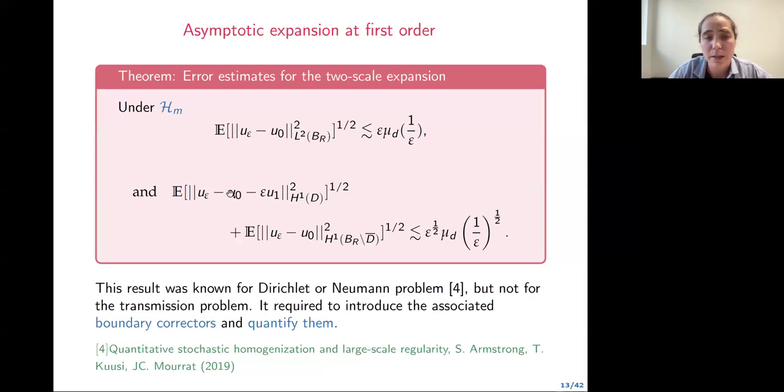Inside D, we have U epsilon minus U naught minus epsilon U1. We need U1 to have strong H1 convergence. And outside D, we don't have U1 because we don't have any corrector, because we don't have any scatterers. And this scales like square root of epsilon.